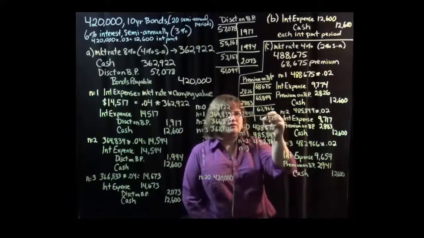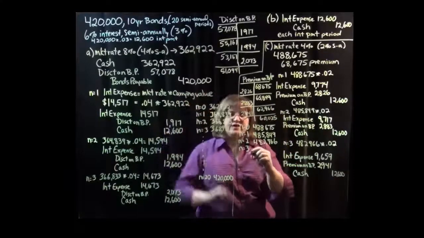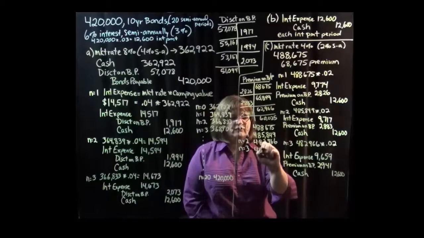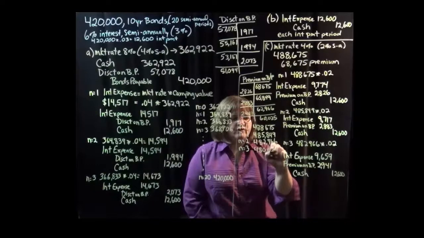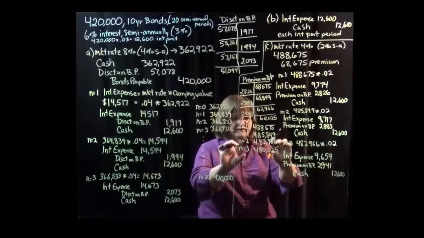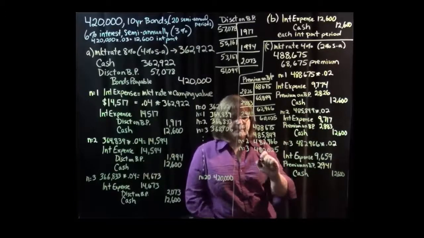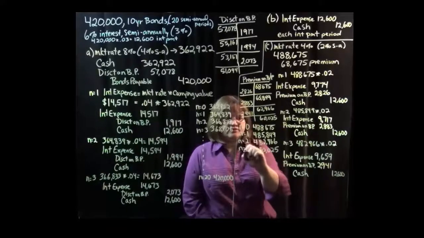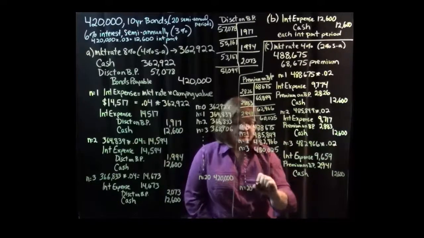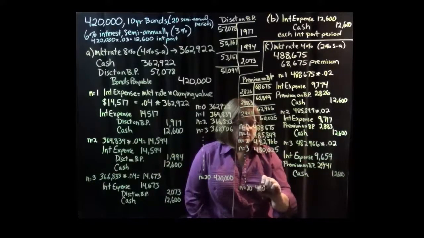Once we post that debit of $2,941 to the premium account, it will then have a balance of $60,025. $60,025 plus our face value of $420,000 gives us $480,025 as our ending carrying value at the end of period 3. Again, we could continue this example on out, and eventually when we reach n equals 20, our carrying value will have reached its face value.